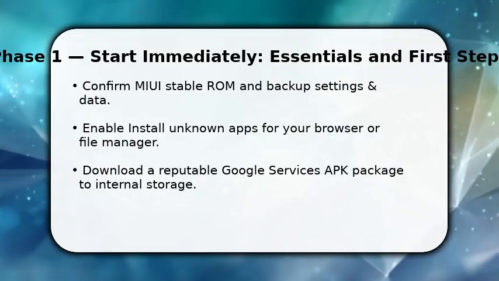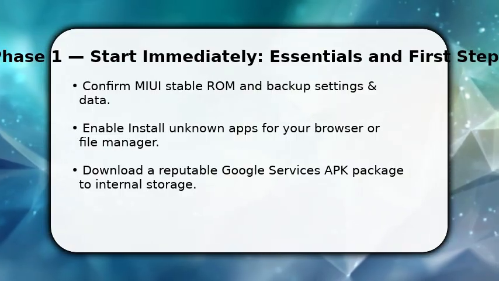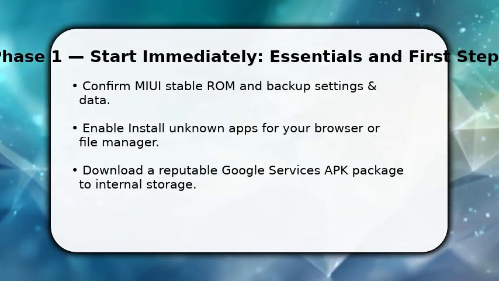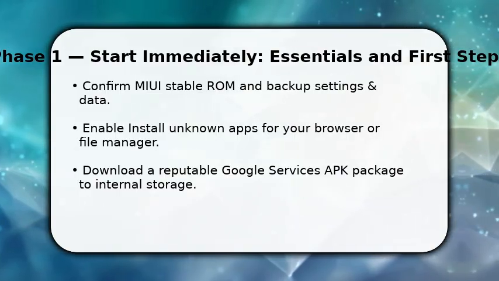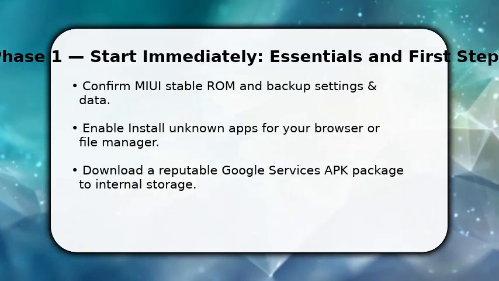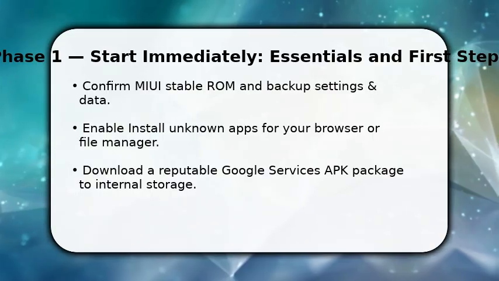Enjoy the video. You start by preparing the device. Sign into your My account and confirm the phone is on a stable MIUI build because system updates affect services. Next, enable Install Unknown Apps for the browser or file manager you'll use. This lets you install the Google Services package.